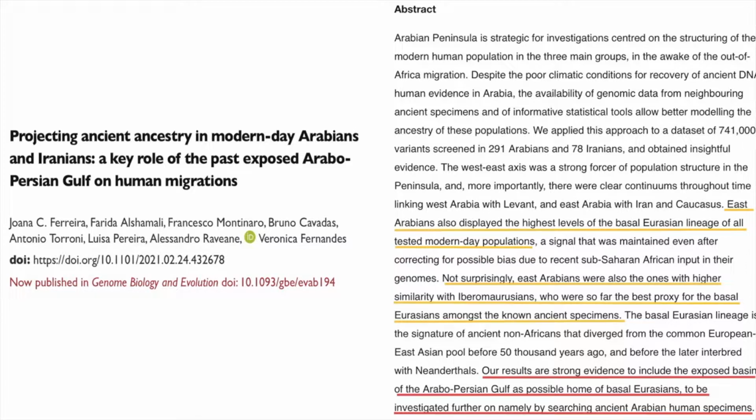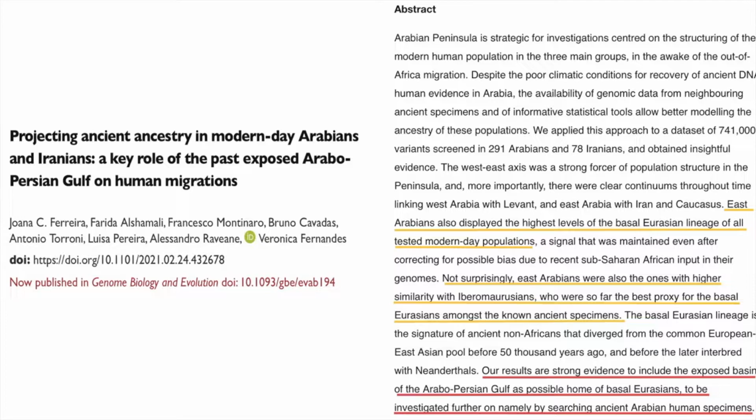And so, East Arabians have high levels of Ibero-Maurusian ancestry. And again, Ibero-Maurusians are another great candidate for descendants of Basal Eurasians. So continuing, it says, our results are strong evidence to include the exposed basin of the Arabo-Persian Gulf as a possible home of Basal Eurasians to be investigated further, namely by searching ancient Arabian human specimens.